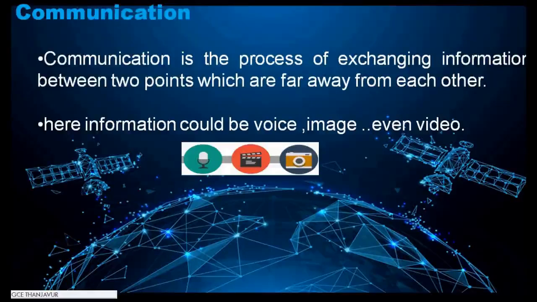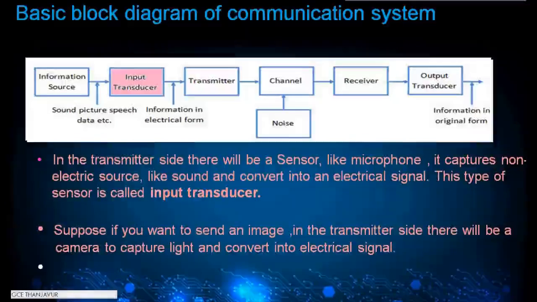What is communication? Communication is a process of exchanging information between 2 points which are far away from each other. Here, information could be voice, image, even video. So, through the basic block diagram, let us understand how the information is exchanged between 2 points. There are three basic elements in every communication system, namely transmitter, receiver, and channel.